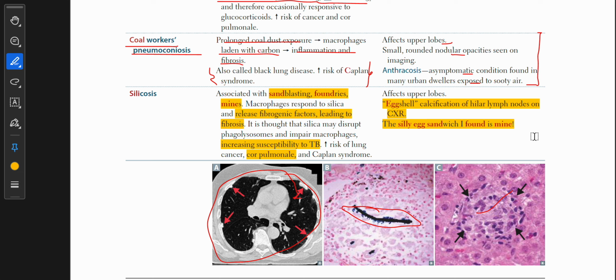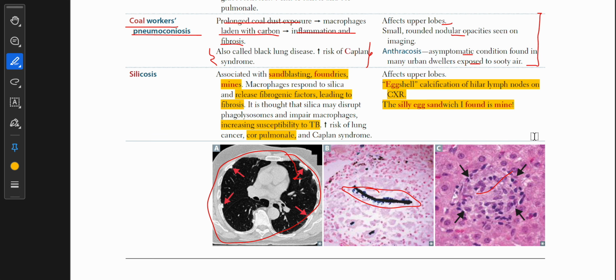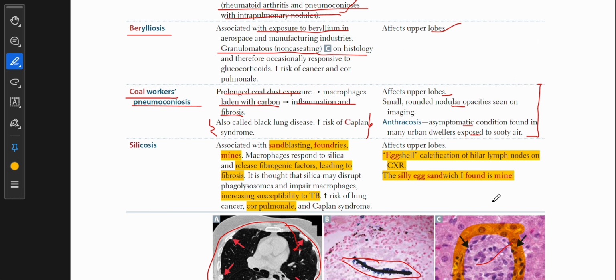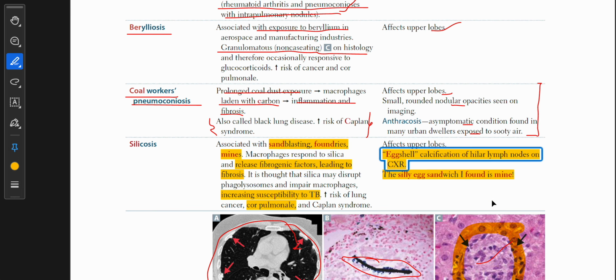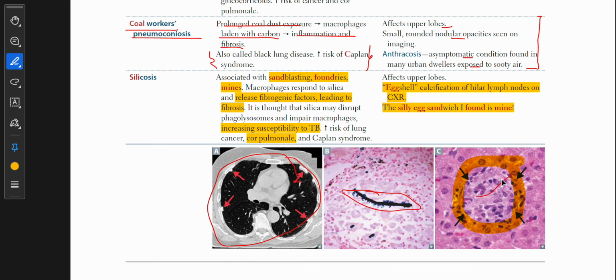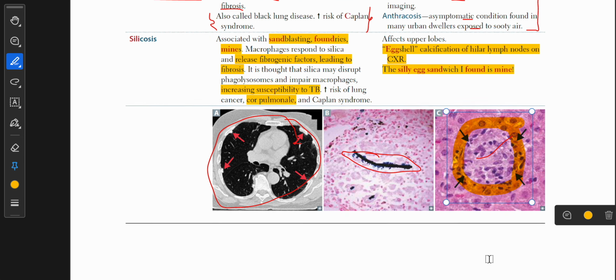So mine workers, and that is found in sand, like sand is silica. There is silica in sand, and that has eggshell calcification. So the silly egg sandwich I found is mine. That is the mnemonic. This is very high yield, you have to remember this. And here is an image that we discussed earlier in berylliosis on histology, where there is non-caseating granulomatous inflammation.